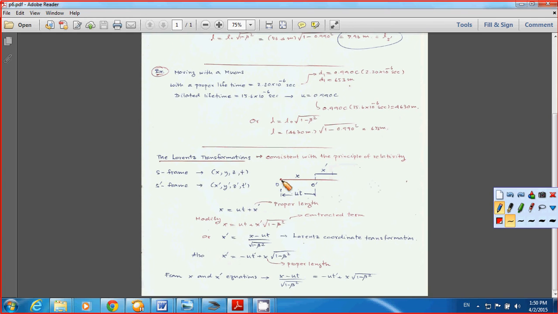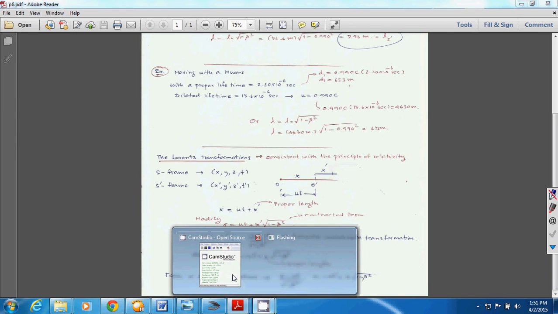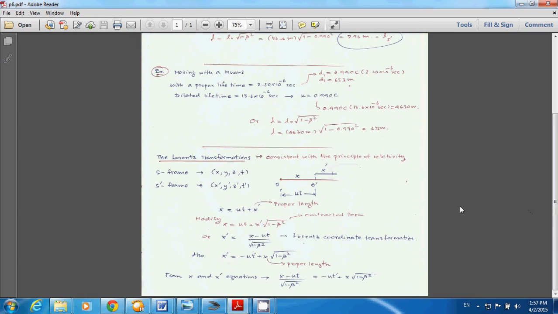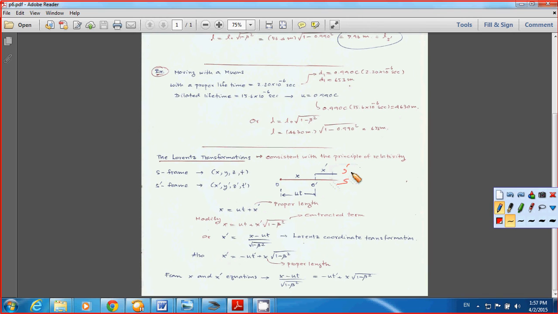Let's take a look at this one here. This is the x or S frame, and the upper one is the S prime frame. Since we move along the x-axis, y prime, y, and z don't change. So you're going to have y equal to y prime, z equal to z prime. But of course you know that x is not equal to x prime and t is not equal to t prime. And then you take a look at the S prime frame moving with velocity u from the left to the right.